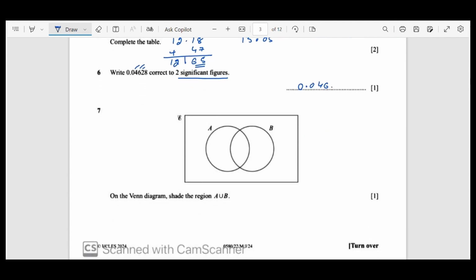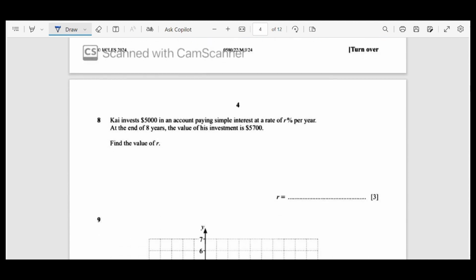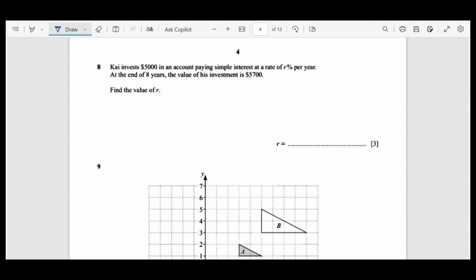Next question number 7. On a Venn diagram, shade the region A union B. So we need to shade the region A union B. Very easy question paper. Next is question number 8. K invests $5,000 in an account, paying simple interest at the rate of R% per year. At the end of 8 years, the value of the investment is this.